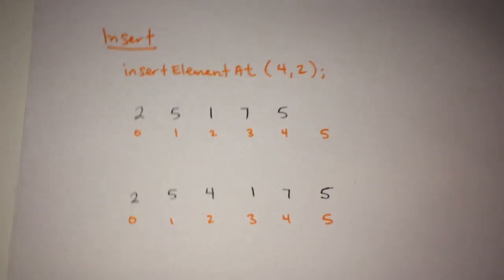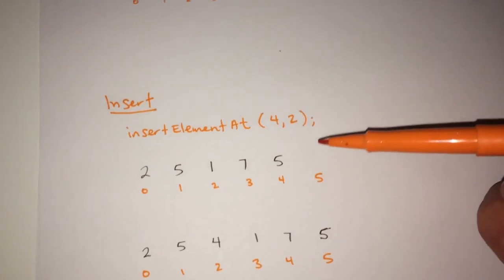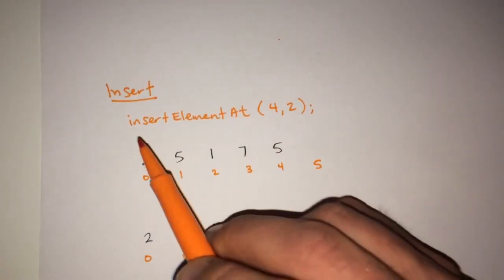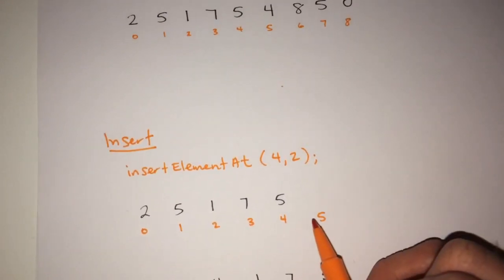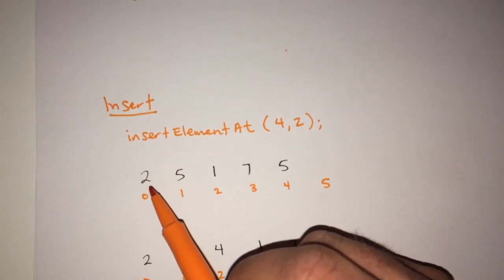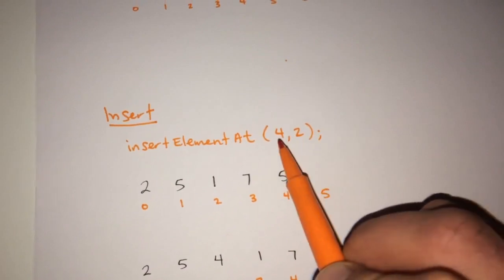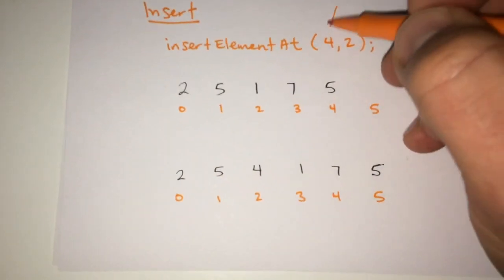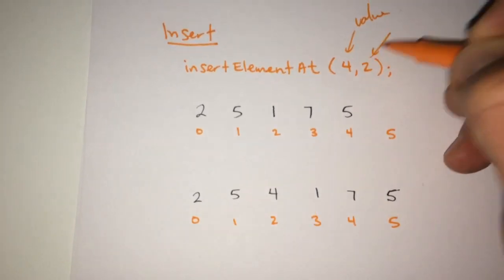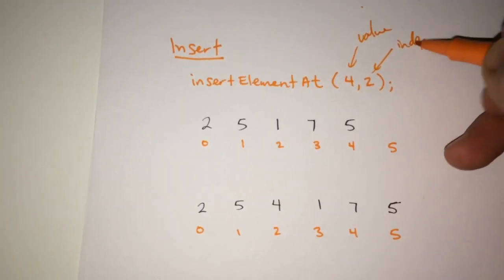Now let's look at the insert element at method. So here I've got an array, or a list, index 1, 2, 3, 4, 5, nothing in position 5 here. The current values are 2, 5, 1, 7, and 5, and I want to insert the value 4 in position 2, and I think I've got that in the right order. So this is the value, and this is the index number.